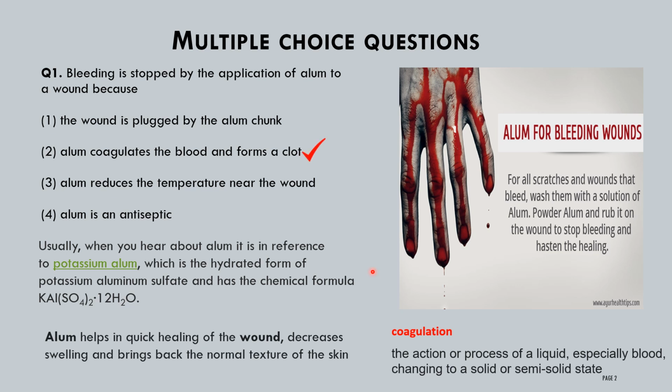Therefore, the correct answer for this question is: bleeding is stopped by the application of alum to a wound because alum coagulates the blood and forms a clot. Coagulation is nothing but converting the blood into a form of a semi-solid or solid. That process we call coagulation, and it helps to form a clot.